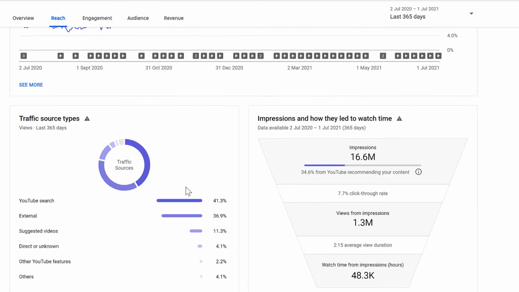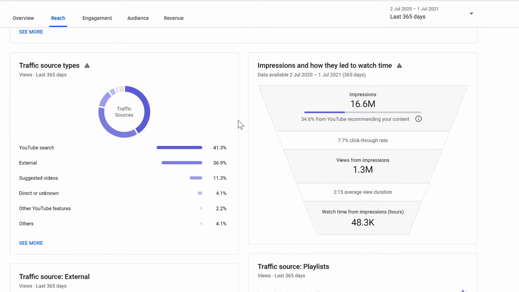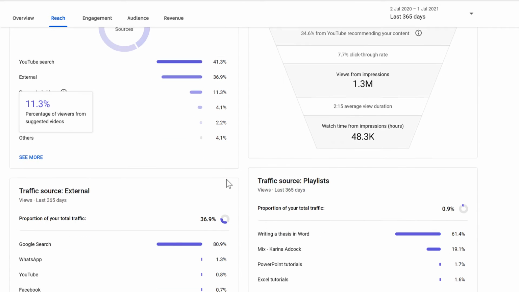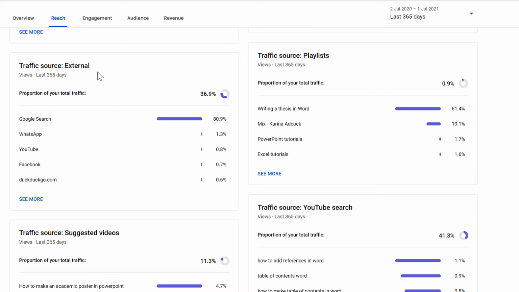Then if we scroll down, we can also see the traffic sources here. So about 40% of my views come from YouTube search, and 37% come from external sources, and then 11% come from suggested videos. So if I scroll down further, we can see that of the external sources, most of the views come from Google search. So this is people searching for my video topics using Google and then being recommended one of my videos.